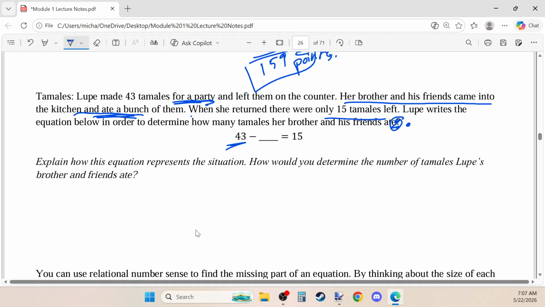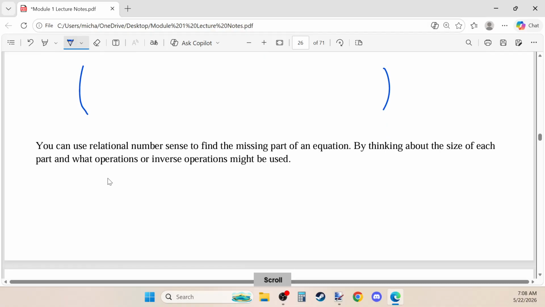Well, this is how many Lupe started with. This is how many they ate. That's how many that's left. Starting value minus the number that's eaten equals remaining value. Yeah. So that's great. We can explain that. You can use your own words to explain it there. Use relational number sense. That just means use the inverse. By thinking about the sides of each part, what operations or inverses might be used? The inverse is subtraction. So there were 43 tamales. There are 15 left.